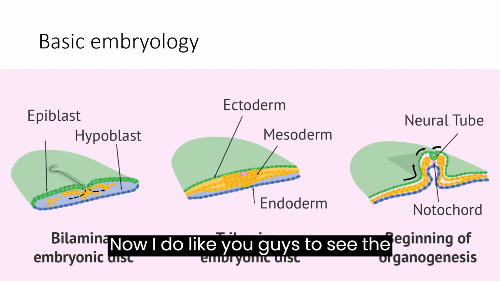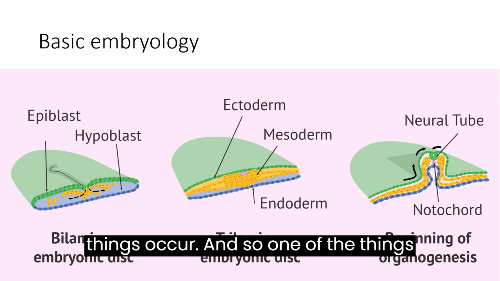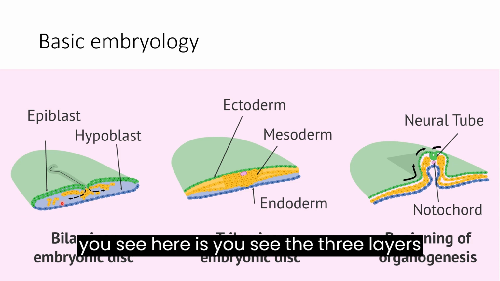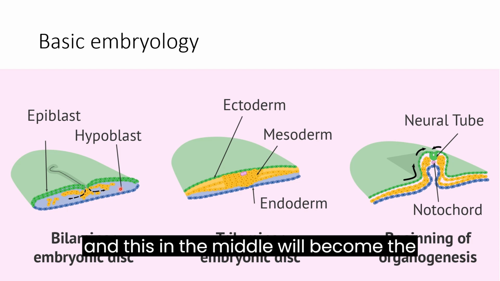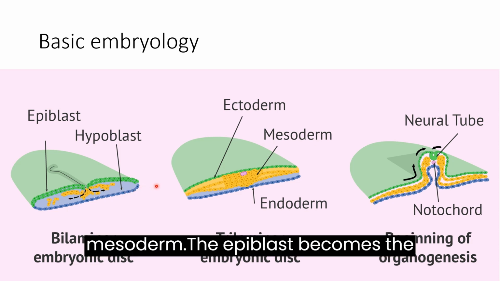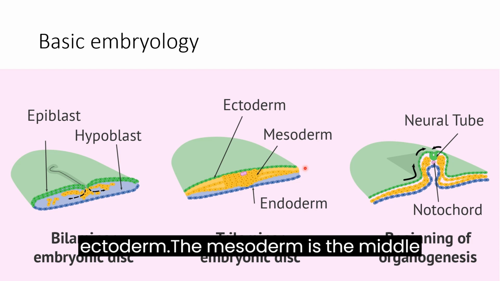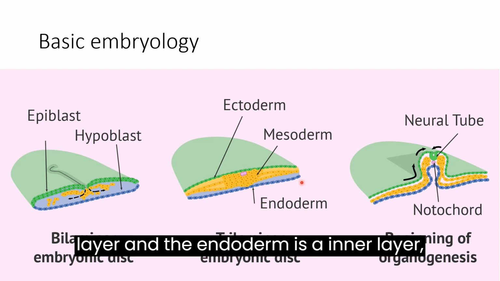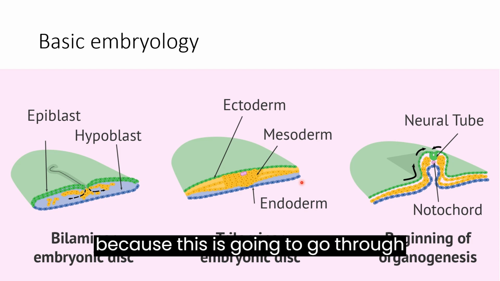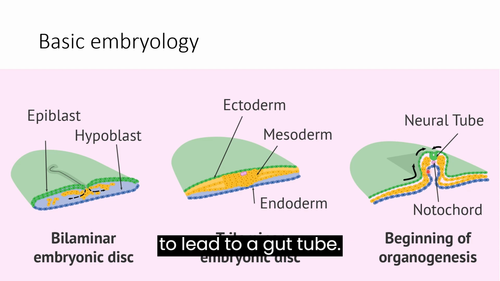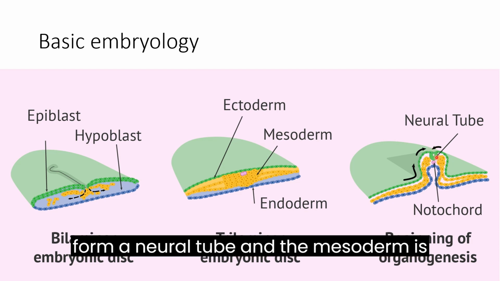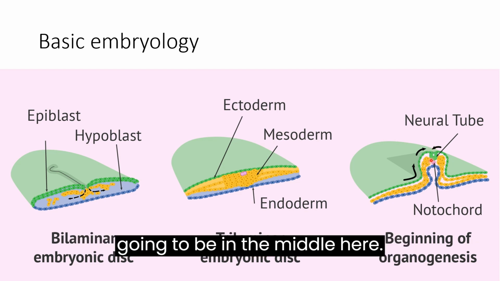Now, I do like you guys to see the embryology just because it shows you how things occur. And so one of the things you see here is the three layers of cells forming: the epiblast, the hypoblast, and this in the middle will become the mesoderm. The epiblast becomes the ectoderm. The mesoderm is the middle layer, and the endoderm is the inner layer. The reason it's called inner is because this is going to go through gastrulation and folding, which is going to lead to a gut tube. You're also going to pull in part of the neural tube, the ectoderm, to form a neural tube, and the mesoderm is going to be in the middle here.